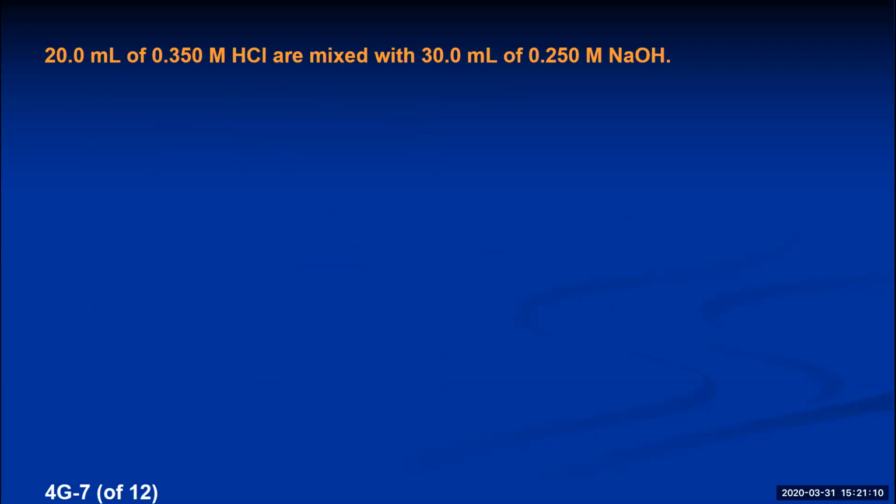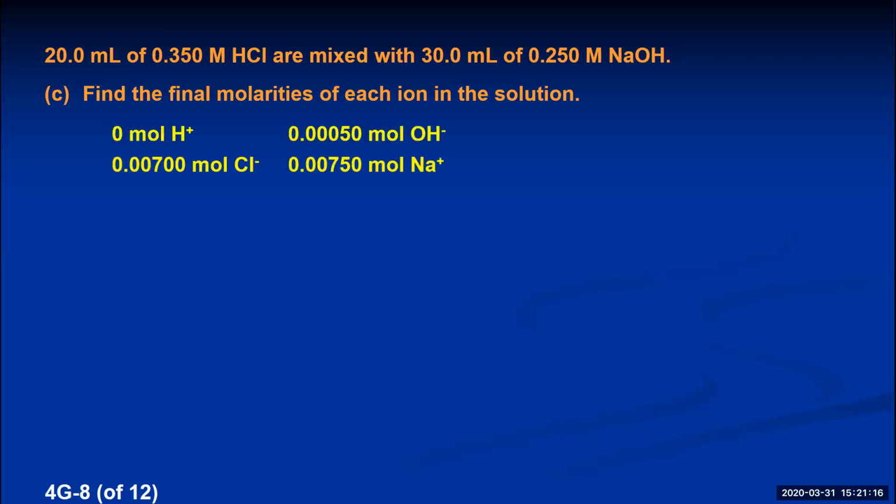Part C. Find the final molarities of each ion in the solution. So from part B, if we know how many moles there are of each of the ions in the solution, anytime you mix solutions together, unless you're told otherwise, you can assume the volumes are additive. So if you mix 20 milliliters and 30 milliliters, you're going to make 50 milliliters of solution. So to convert moles into molarity, you just take the moles and divide them by the volume.